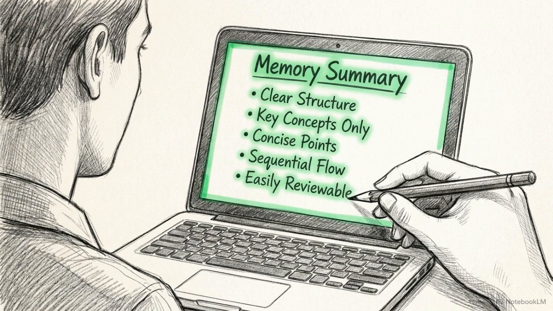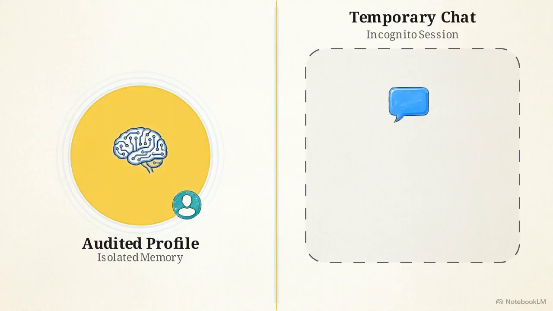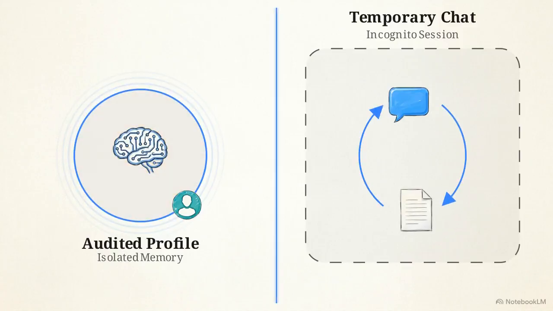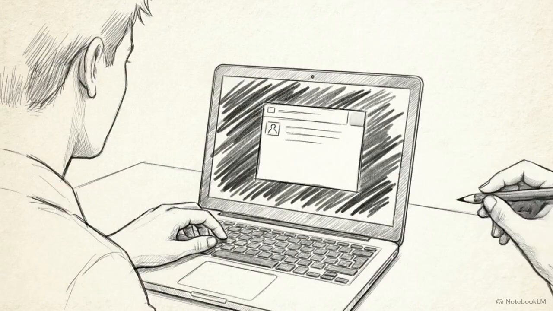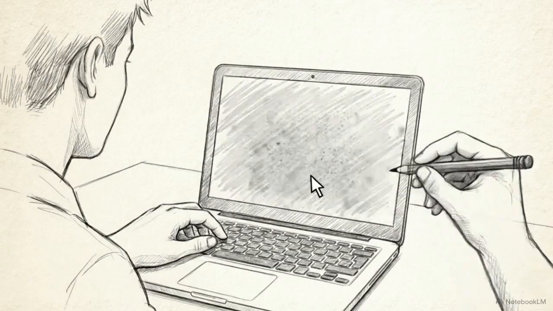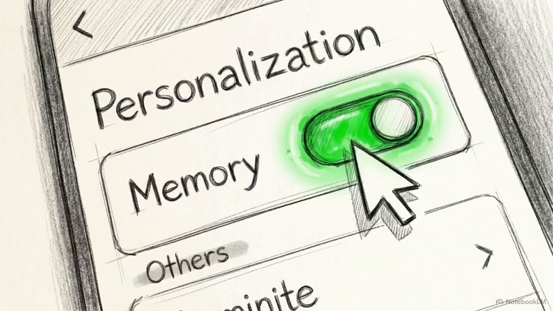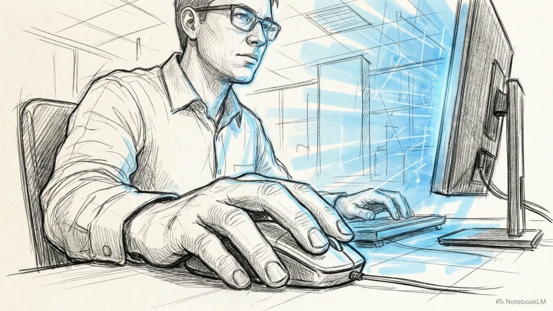When you need to brainstorm private, weird, or one-off queries without contaminating this freshly audited profile, use the temporary chat feature. Temporary chats operate completely outside the personalization system. They do not pull context from your saved memories, and they will never generate new ones. Mastering these controls gives you total agency over your digital footprint. You decide exactly when the AI remembers you and when it forgets.